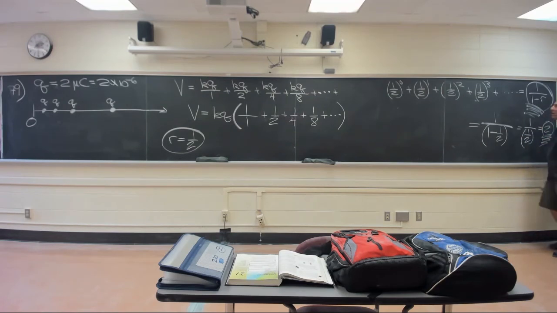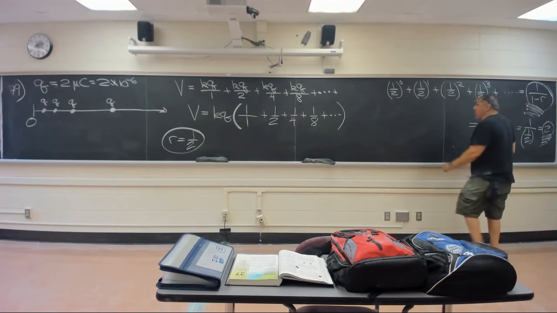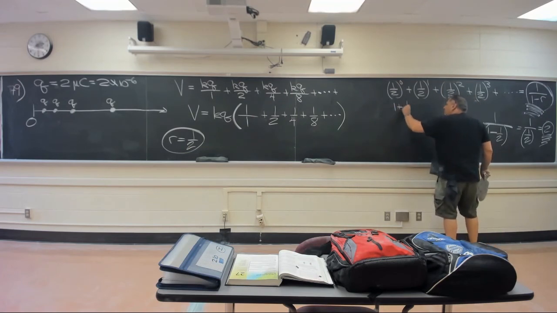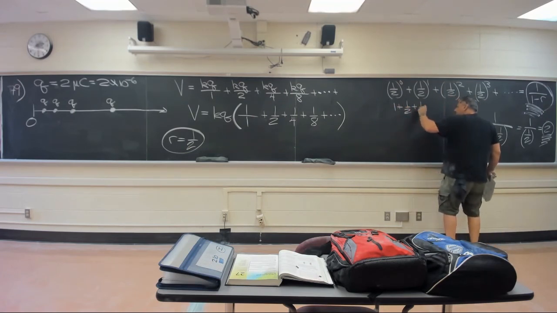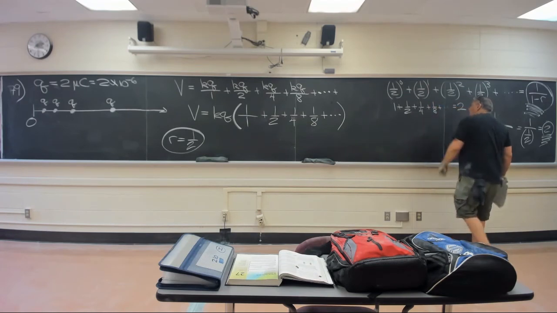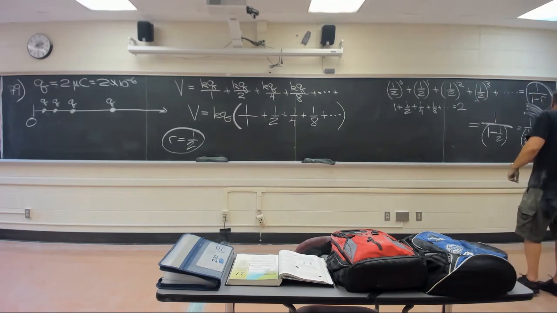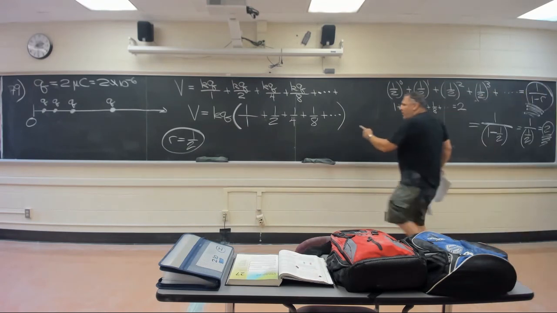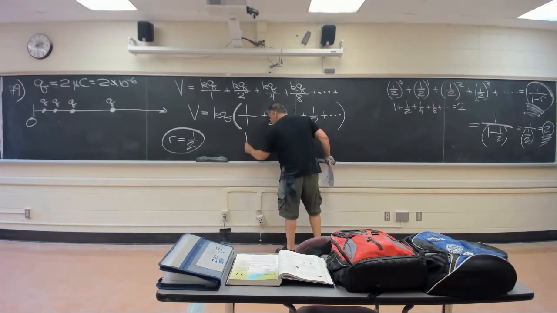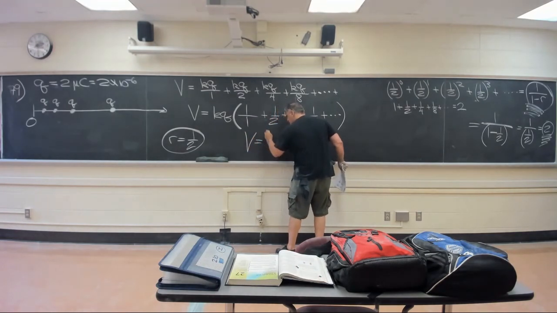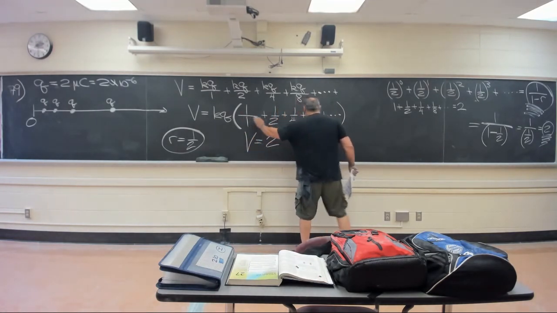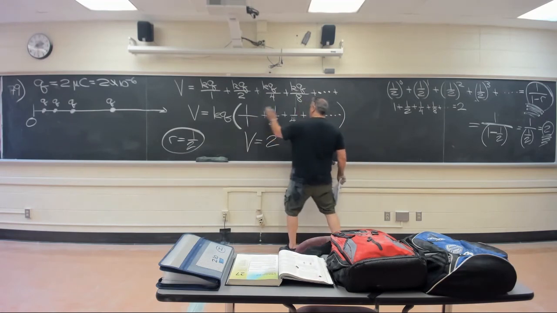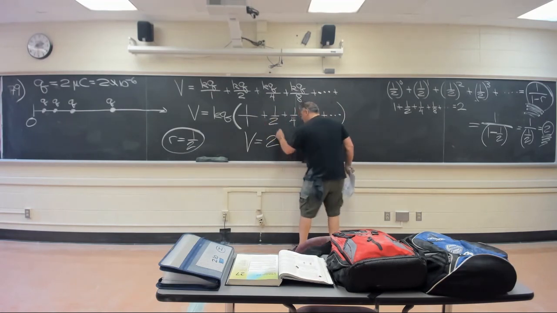Absolutely. All those, remember I told you, the 1 plus a half plus a fourth plus an eighth plus ... in the limit to infinity, it's going to equal 2. That right there is going to equal 2. All of this equals 2. 2 times KQ.